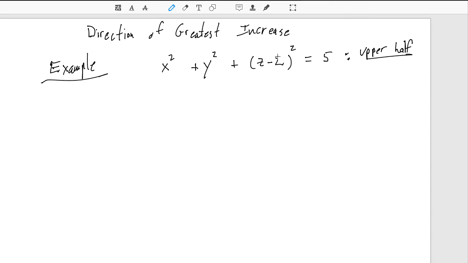Now, to put this in function form, I'm going to solve for z. So we have z minus 2, and this is just going to be, oh, I'm sorry, this is a 25. I need that r squared right there. All right, so we have 25 minus x squared minus y squared, and then square rooting that.